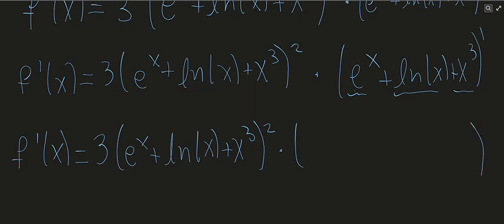The derivative of building block 1. So what's the derivative of e to the x? It's e to the x. What's the derivative of ln of x? It's 1 over x. That's a clean ln of x, not ln of something complicated. The derivative of clean ln of x is 1 over x. What's the derivative of x cubed? It's the power rule, 3x squared.